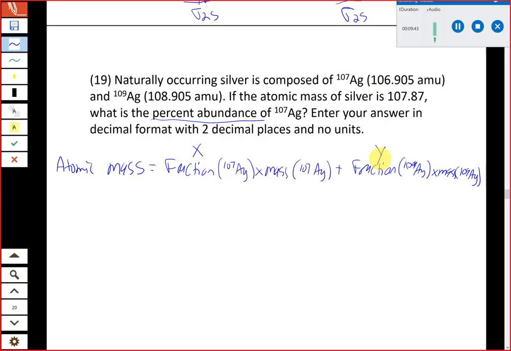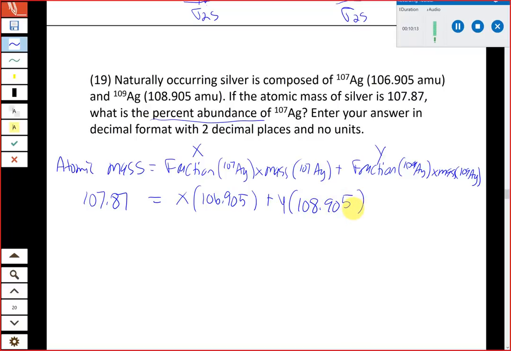And so then putting numbers in, the atomic mass was given as 107.87. And that's going to be equal to the fraction of 107, which is x, as I'll call it, multiplied by its mass. The mass of the 107 isotope is 106.905, plus the fraction of the second isotope, which we called y, and then the mass of the second isotope is 108.905. All right, so that's our first equation.